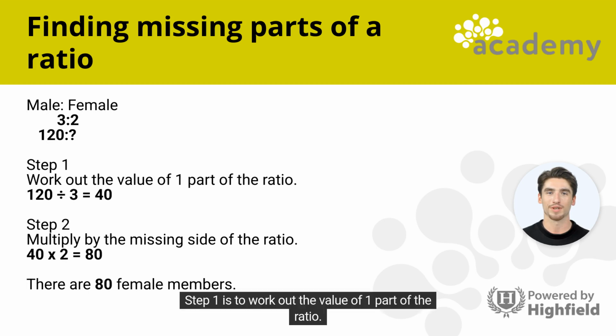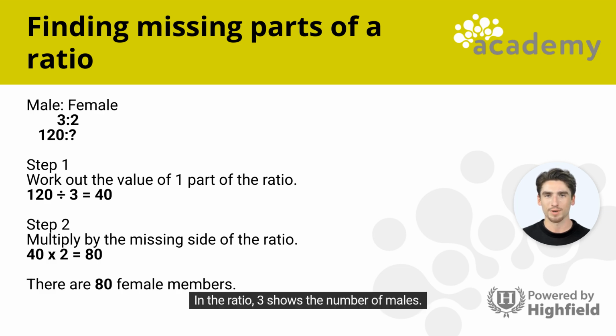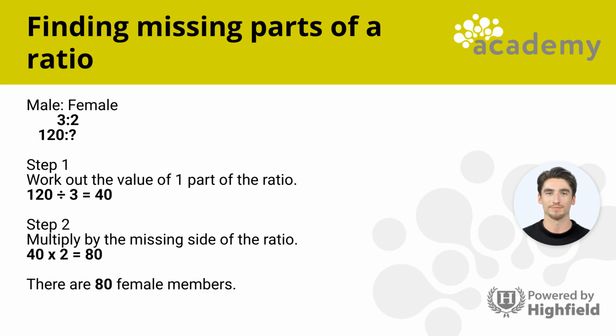Step 1 is to work out the value of one part of the ratio. We know there are 120 males. In the ratio, 3 shows the number of males. We need to divide 120 by 3 to work out one part of the ratio. 120 divided by 3 equals 40.